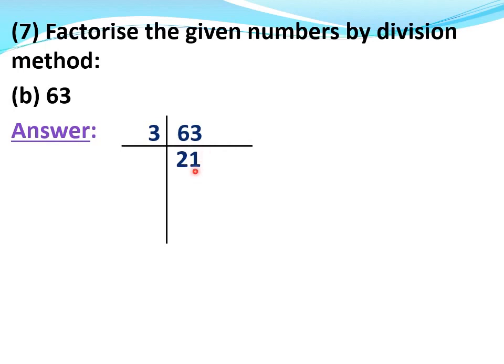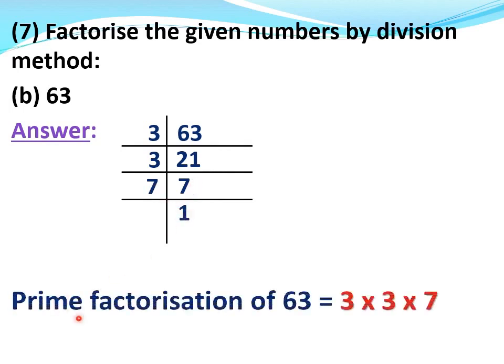Write here 3. See, 3 multiply 21 equals 63. Now factorize 21. 21 is not divisible by 2. Yes, 21 is divisible by 3. Write here 3. See, 3 multiply 7 equals 21. Now factorize 7. 7 is divisible by 7. Write here 7. See, 7 multiply 1 equals 7. Now write the prime factorization of 63 equals 3 multiply 3 multiply 7.